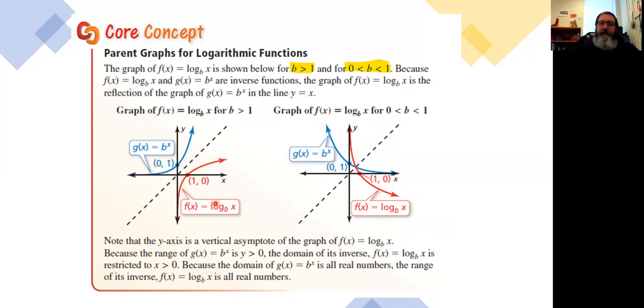So I've got the log base b of x, and I've got b to the power of x. And here I've got my log base b of x and my b to the power of x. What's the difference? This one is when b is greater than 1. This one is when b is between 0 and 1.